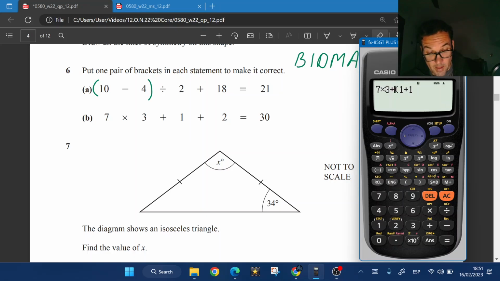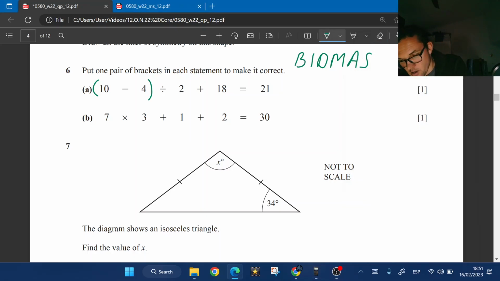So let's put the brackets between the 3 and the 1. Bam. No, 29. Oh, it's doing it wrong because I put a 1 instead of a 2. There we go. Bam. 30. Now we got it right. So we put the brackets over there. 3 plus 1.